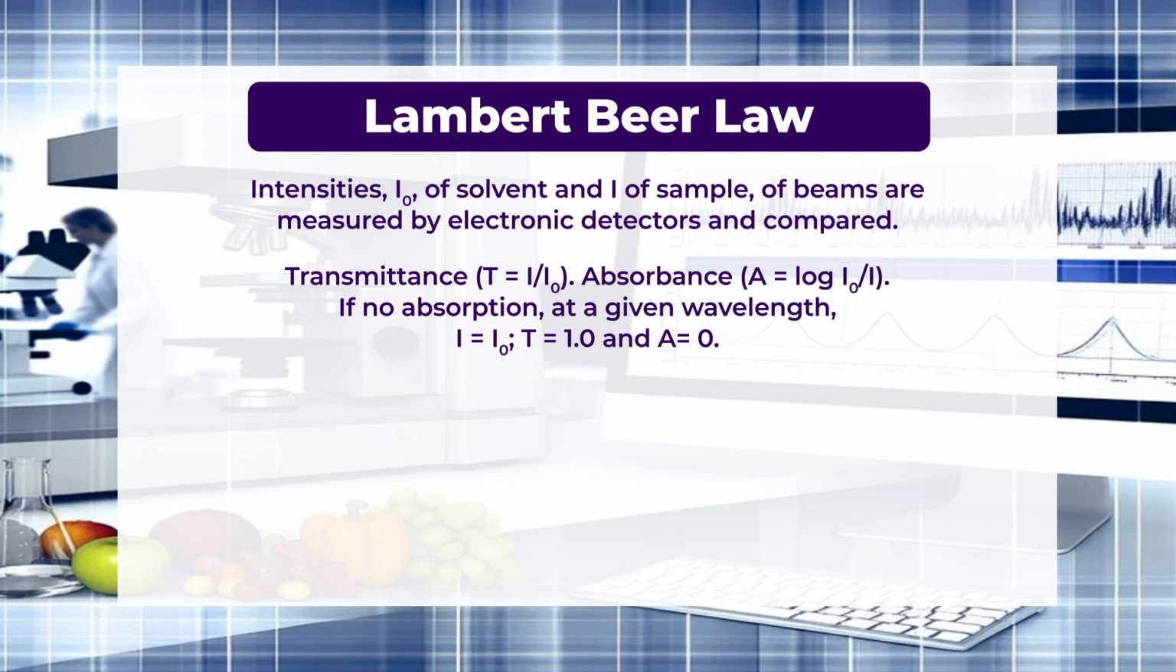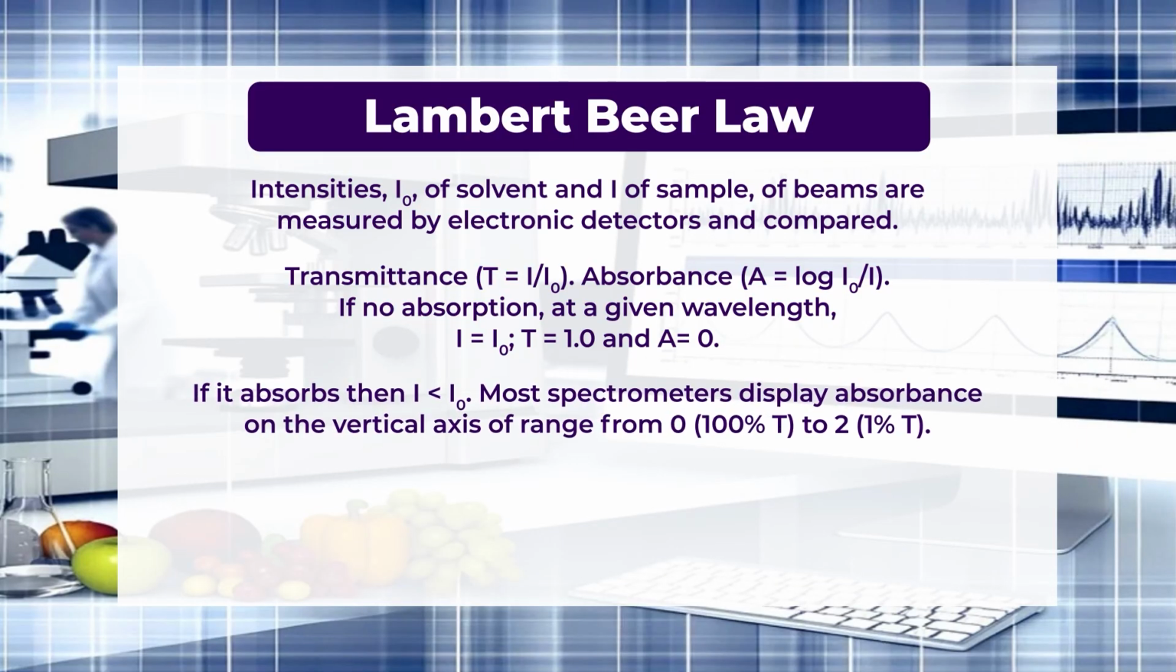Assume that there is no absorption at a given wavelength. That means I is equal to I0. Whatever the solvent intensity is, the sample intensity is the same, because there is no absorption. Then T will be 1, because absorbance is log I0 by I and T is I by I0. If both are the same, then T is equal to 1, and A will be 0 because there is no absorption at all.